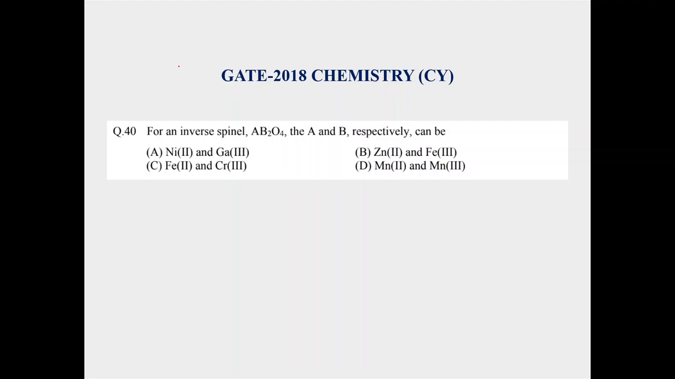So this is question number 40 from GATE 2018. For an inverse spinel AB2O4, the A and B respectively can be, four options are given. Option number A, nickel 2 plus and gallium 3 plus. Option number B, zinc 2 plus and iron 3 plus. Option number C, iron 2 plus and chromium 3 plus. And option number D, manganese 2 plus and manganese 3 plus.